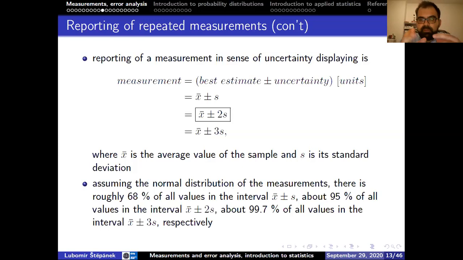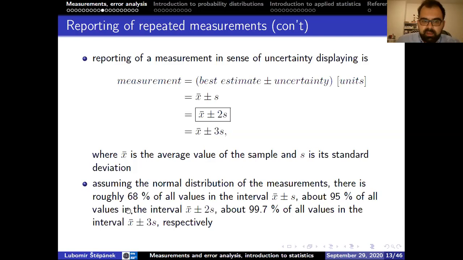Because if you know this, you can control whether the standard deviation we have calculated is relatively small in comparison to your average. If the standard deviation is so large that the average minus two standard deviations gets into negative numbers, that's pretty strange, for example, for quantities which can be represented only by positive numbers. But this is good to know: there is exactly 95% of all the measured values within the mean plus minus two standard deviations.